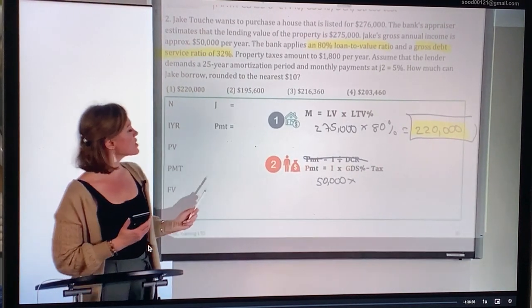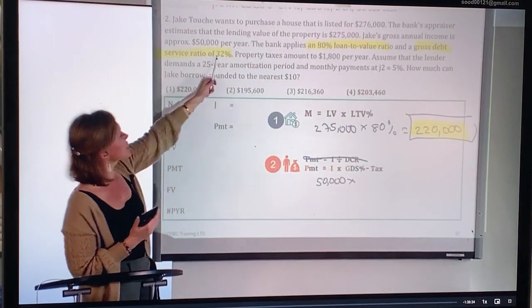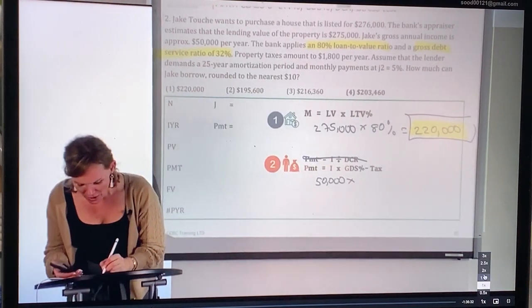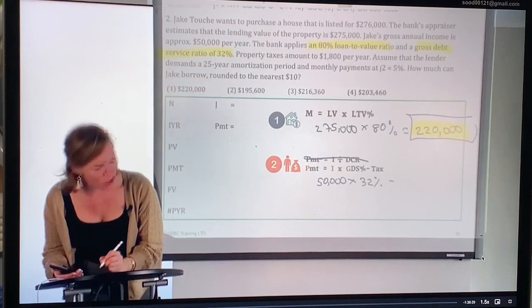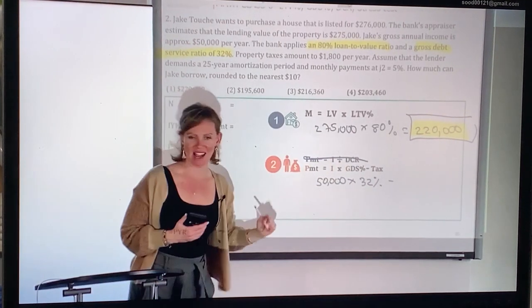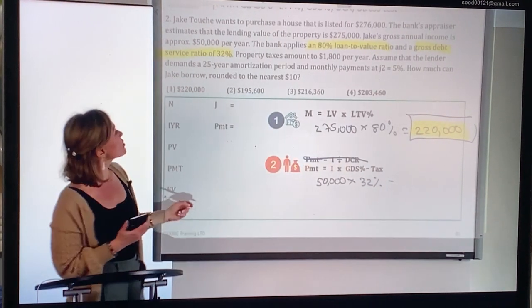Then you're going to times it by GDS. GDS is given to you in the question, usually around 20 to 30%. So 32% is GDS. Make sure that you minus the tax. It's a big minus the tax. You need to minus the taxes. If you forget this, then you lose the question.